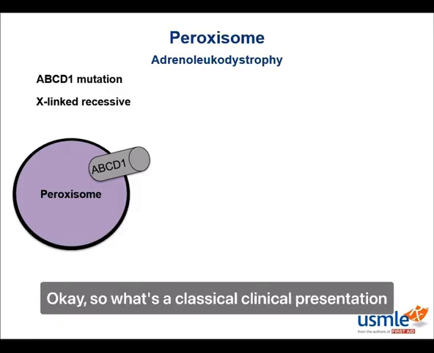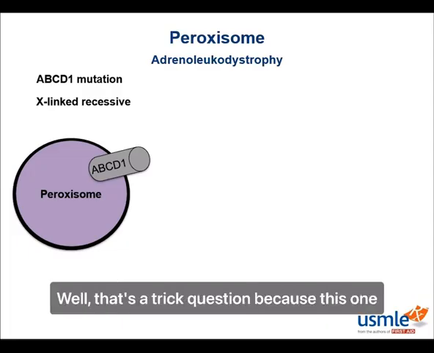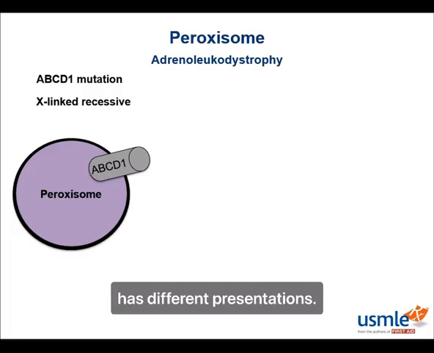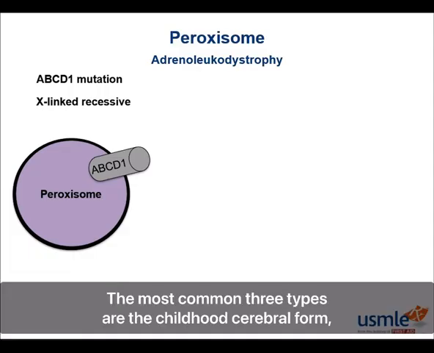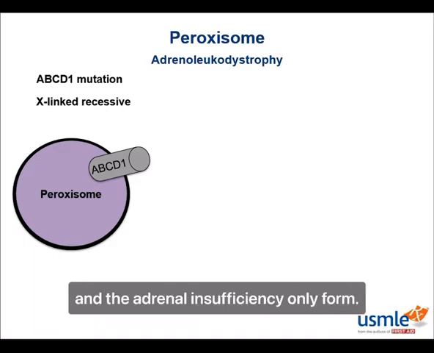Okay, so what's a classical clinical presentation of adrenoleukodystrophy? Well, that's a trick question because this one has different presentations. The most common three types are the childhood cerebral form, the adrenomyeloneuropathy form, and the adrenal insufficiency only form.